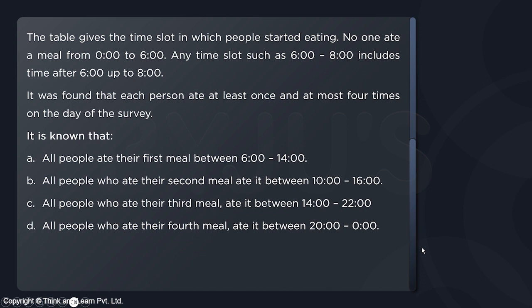No one ate a meal before 00 to 6. Any time slot such as 6 to 8 includes time after 6 to 8. It was found that each person ate at least once and at most 4 times on the day of the survey. It is also known that all people ate their first meal in this time, and the second meal in this time, third meal in this time, and the fourth meal in this time. That's how it is given to us.